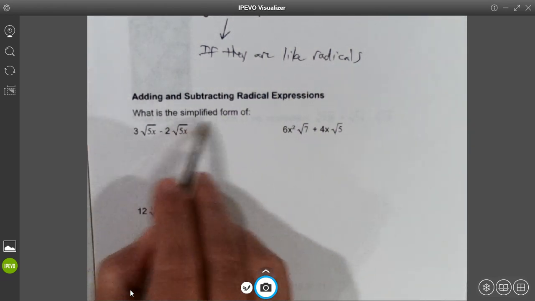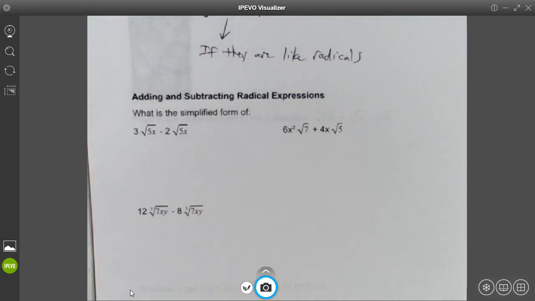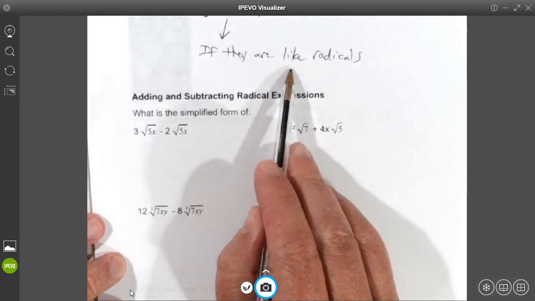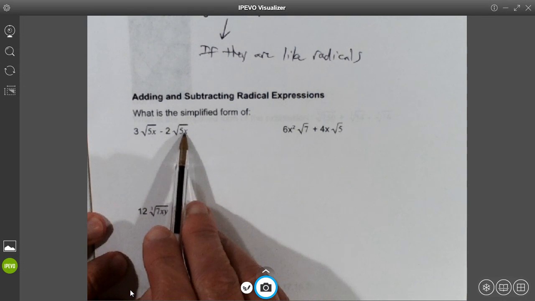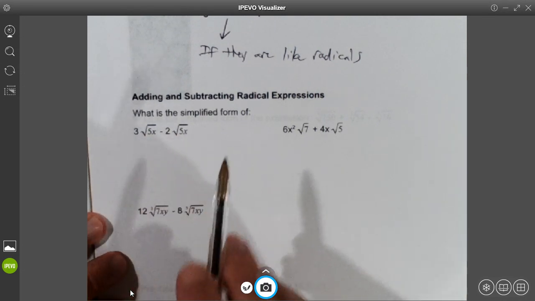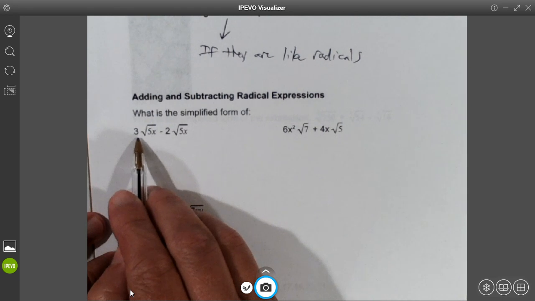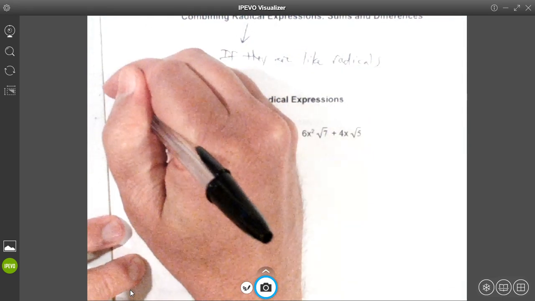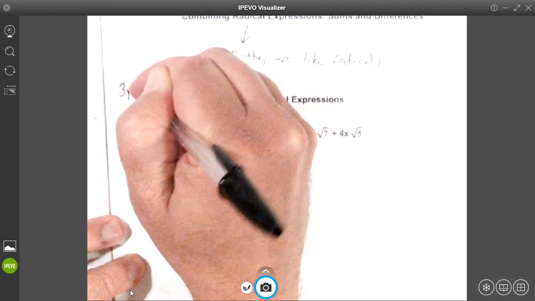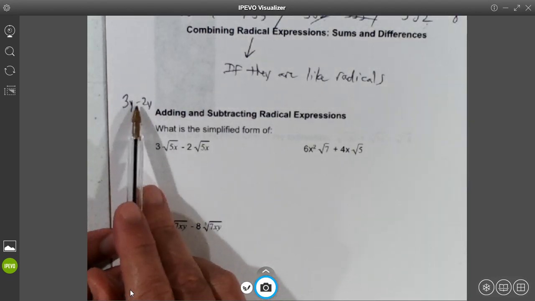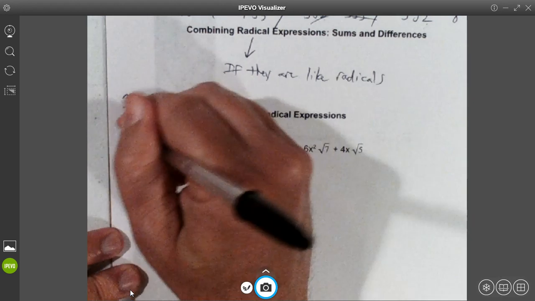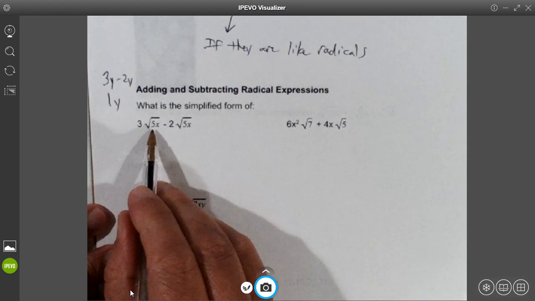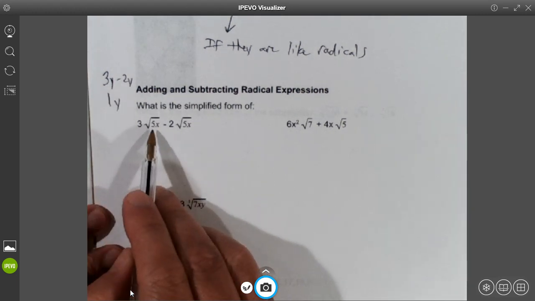So it says, what's the simplified form of 3 times the square root of 5x minus 2 times the square root of 5x? Again, first question we have to ask ourselves is, are they like radicals? Yes, they are. They have the same radicand, 5x, and they have the same index. They're both square roots. Now, just off to the side, if I gave you 3y minus 2y, you would combine these by subtracting the coefficients, and you would get 1y. It's really the same thing here. In place of y now, we just have the square root of 5x.